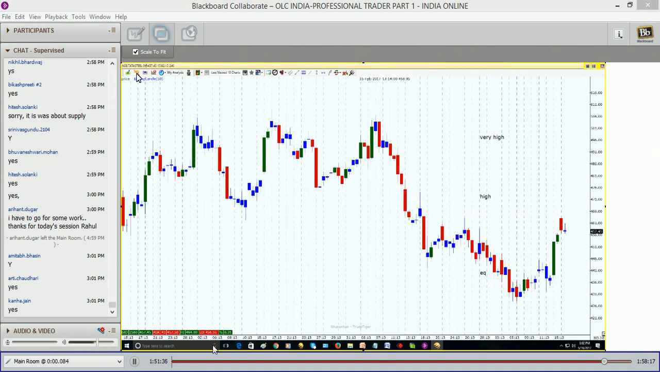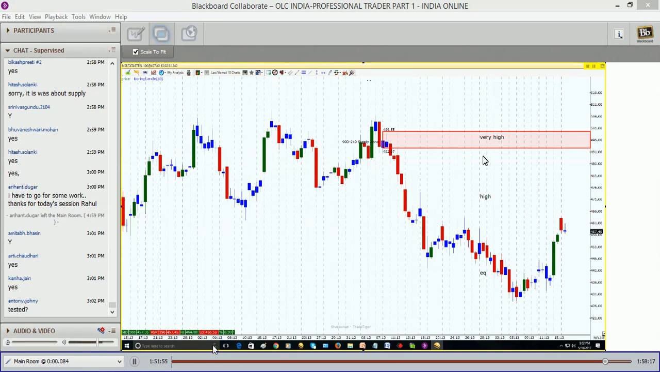On the 240, you will notice that there is a beautiful base drop over here. Now this base drop coincides with the very high of the curve, which means that it is coinciding with my higher time frame as well. Lovely looking zone to take a trade.